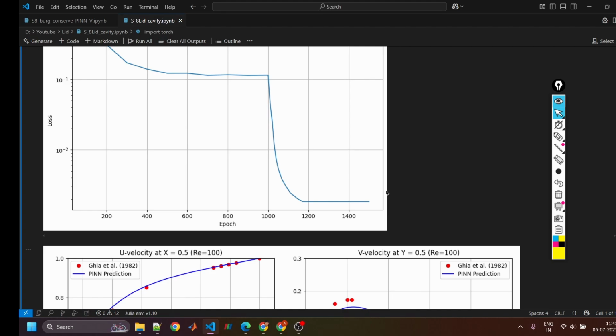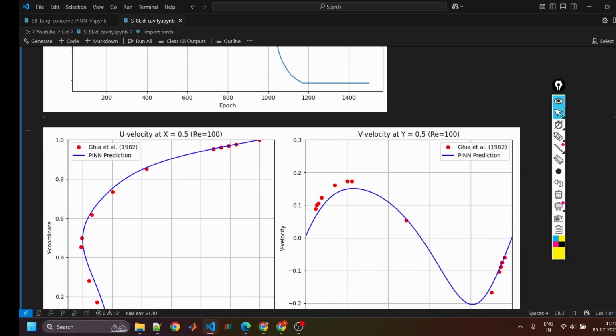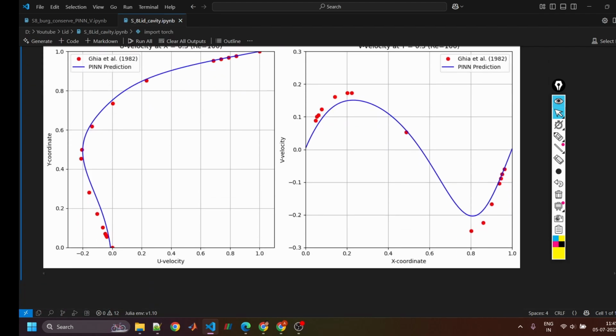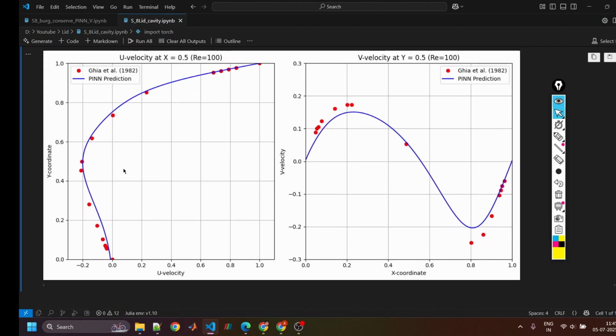If you want an even better result, you may combine it with an even higher order optimizer and make it better. Because it's just a tutorial problem, I just used two algorithms. Even with this, we got a reasonably okay result. Here we have compared that PINN solution with the Ghia et al. result. This is the U velocity plot at x equal to 0.5 location, and this is the V velocity plot at y equal to 0.5 location.